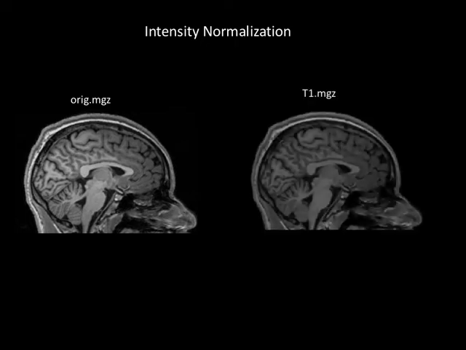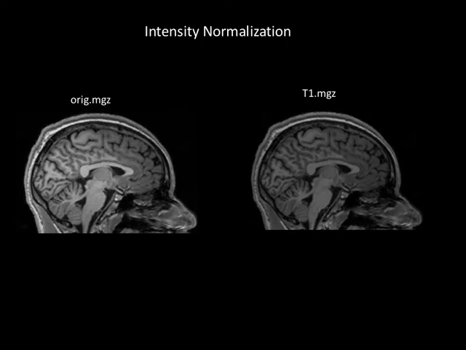On the left is this orig.mgz file. That's without any pre-processing applied so far. Maybe it's been motion corrected, but it hasn't been intensity normalized yet. And on the right is the T1 image, which has the intensity normalization applied to it. What this tries to do is make all the white matter more homogeneous and all the gray matter more homogeneous in terms of the intensity. Right? So gray matter may have an intensity value of, arbitrarily picking a number, 90, and white matter might have a number of 110 at each voxel.